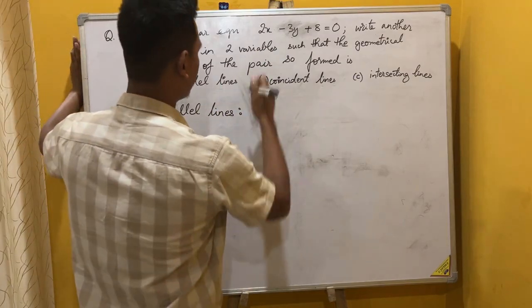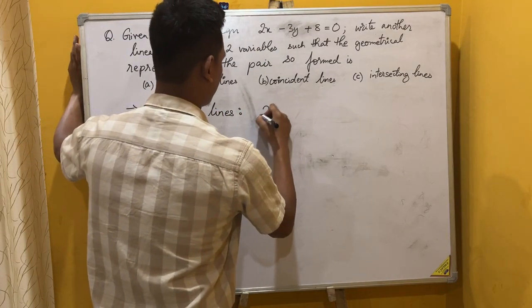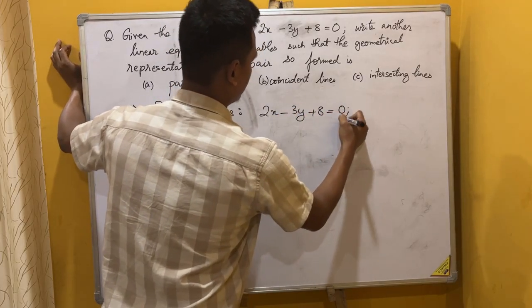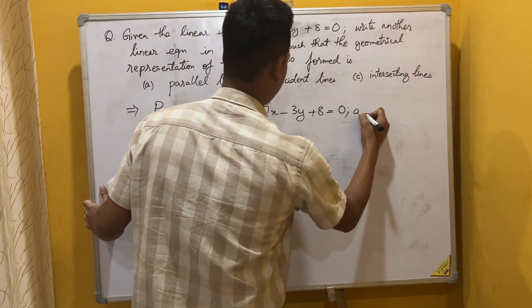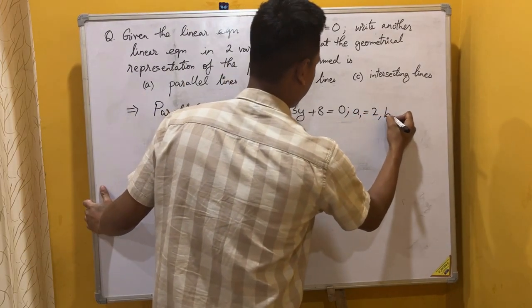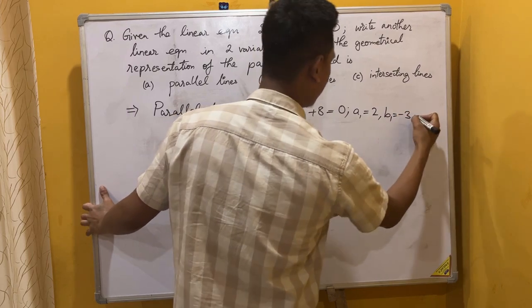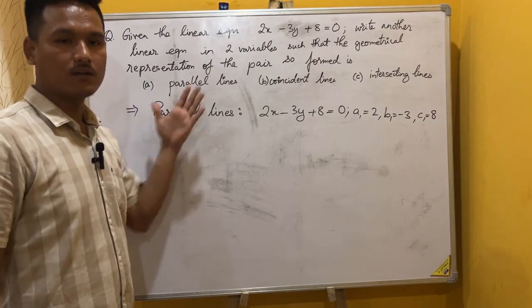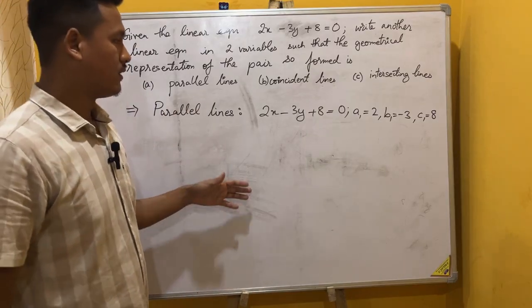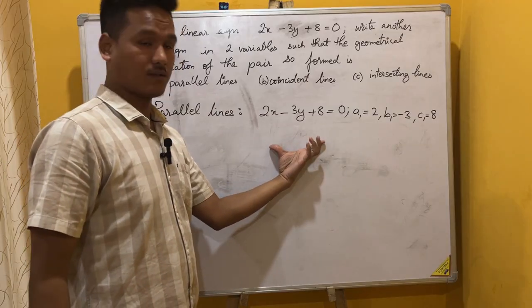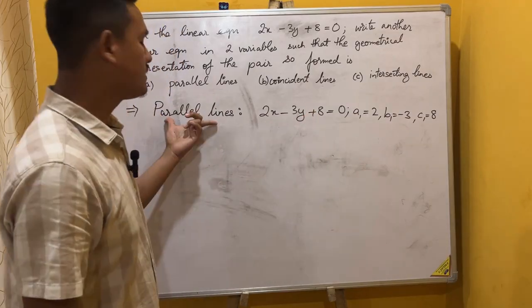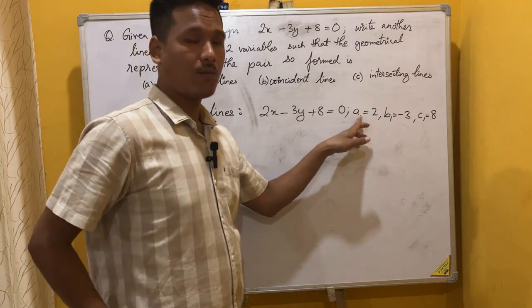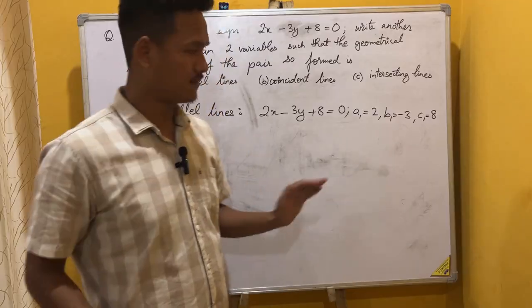So given one equation is this. From here, I can say A1 equals 2, B1 equals minus 3, and C1 equals 8. So we have to find another pair such that the equation with this one becomes parallel. And remember, A1, B1 and C1 are fixed.